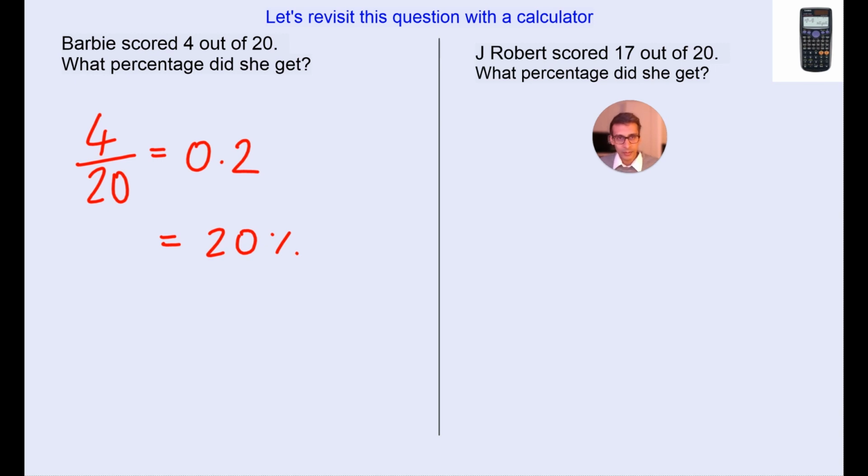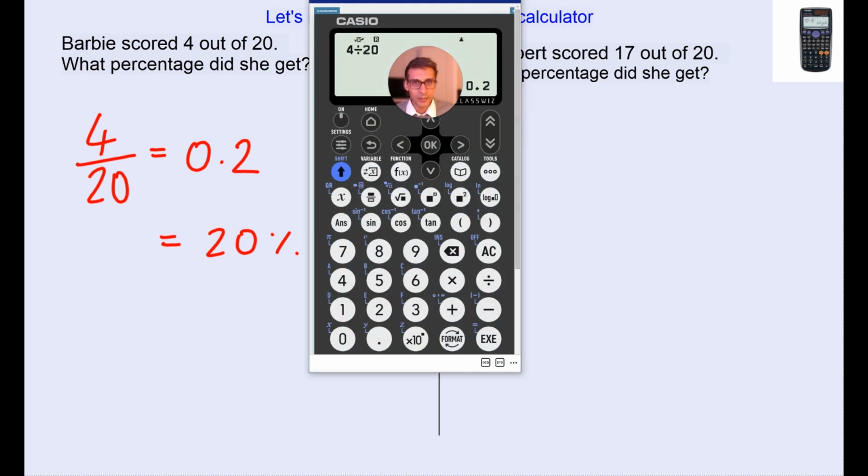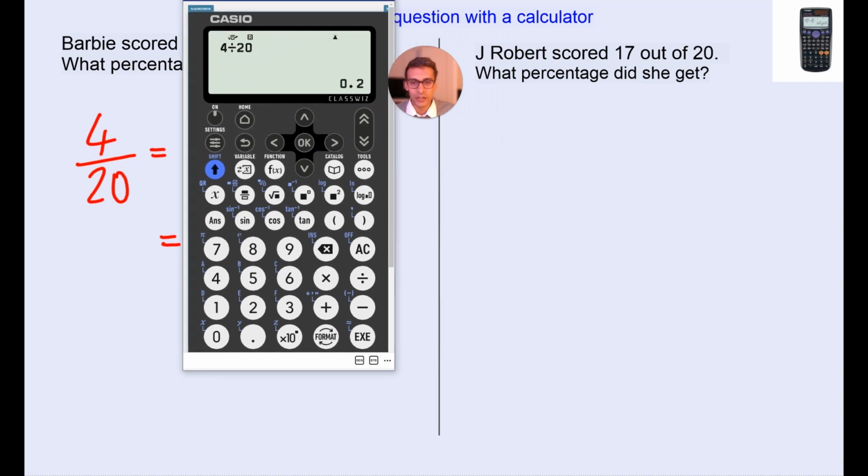So it's the same question we did in the previous video with the non-calculator method, but this time with a calculator it's just a little bit easier. It's when the numbers are harder. In this specific case it's not really that much easier, but it will become.